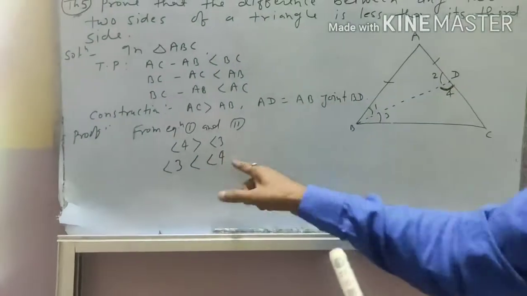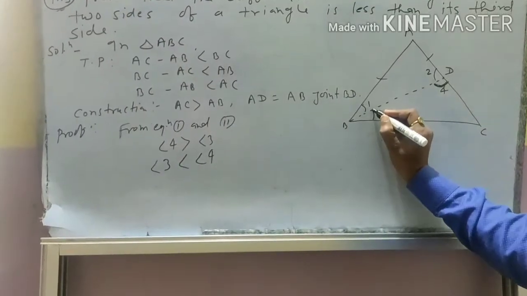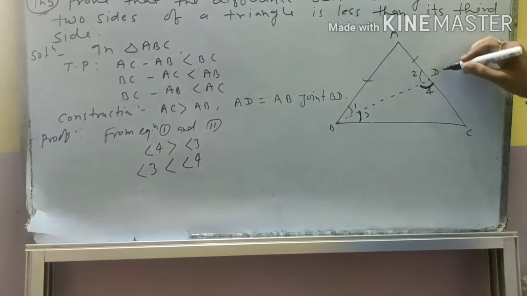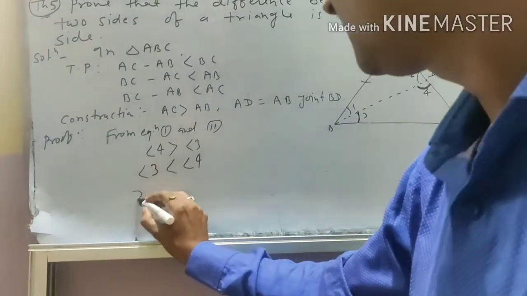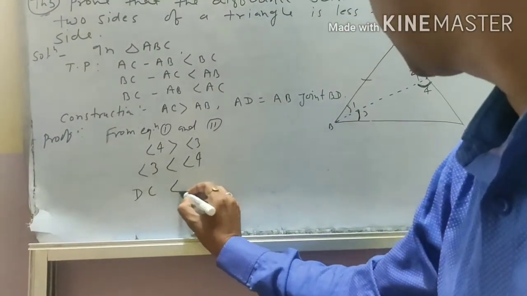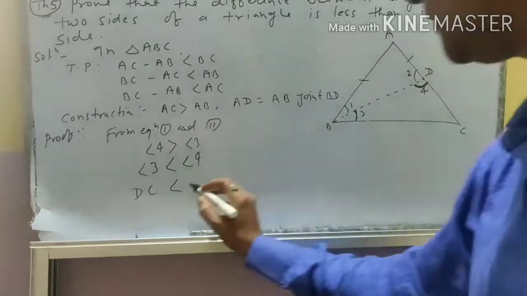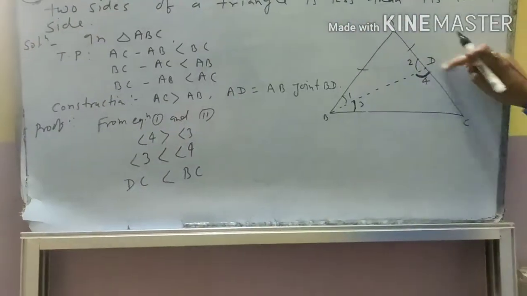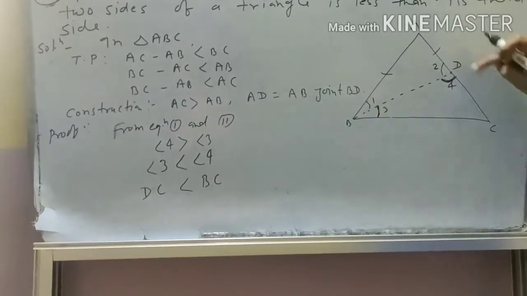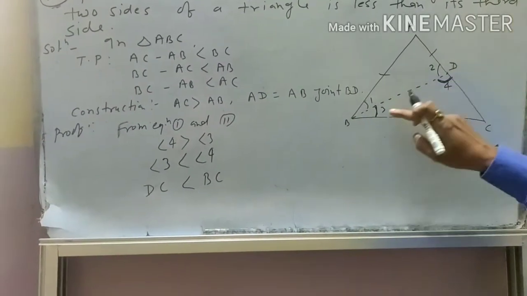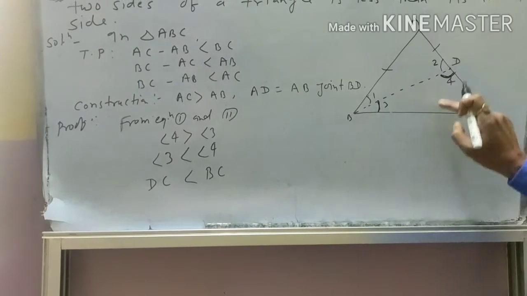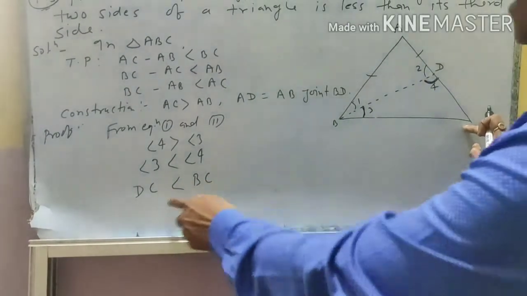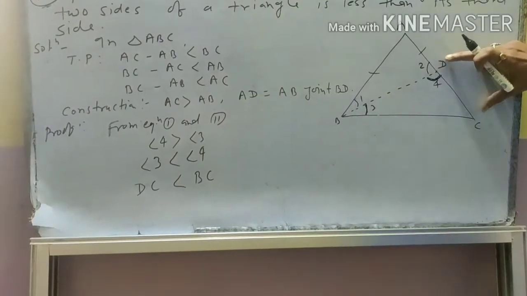Angle 3 is less than angle 4. So in front of angle 3 is DC, and in front of angle 4 is BC. So DC is less than BC, because the side in front of angle 4 is BC. So what is the value of DC?